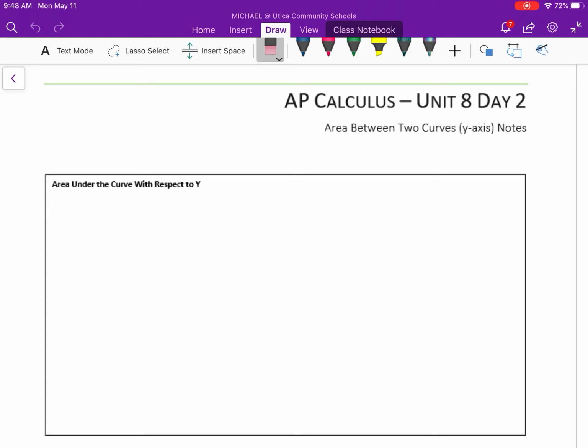Okay, today's lesson, day 2 of Unit 8, is similar to the first day. It's the area between two curves, but this time we're looking at things in terms of y with respect to y instead of with respect to x. So just to recap from yesterday, if I wanted to find the area from A to B with respect to x of some curve, then the integral from A to B of f of x would tell me the area between that curve.